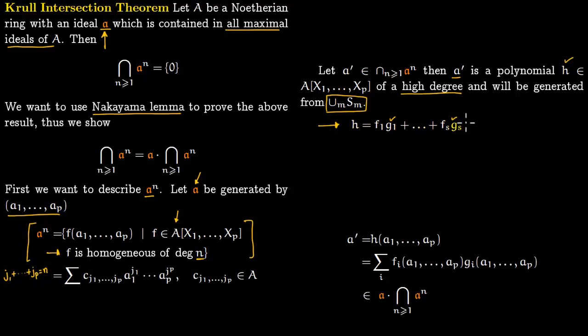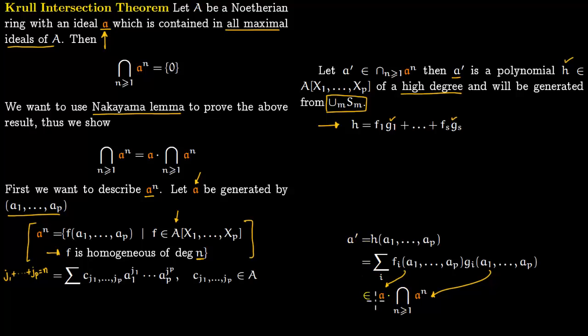Once we are able to finitely generate it, we will argue that this a' is just h evaluated at a1 to ap. That is just the definition of a'. This we can write as f_i of a1 to ap times g_i of a1 to ap. So these g_i's, g1 to gs, we will show are what is going to generate this intersection. The g_i's will generate the intersection, and we will show that these f_i's are not constant, so they lie in the ideal 𝔞.